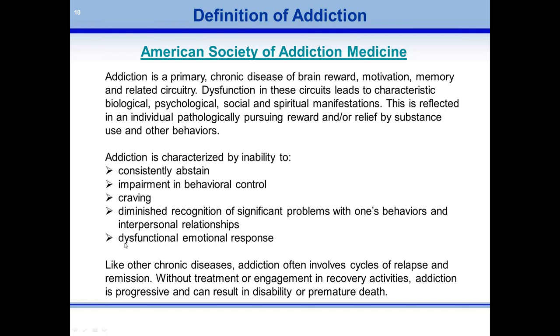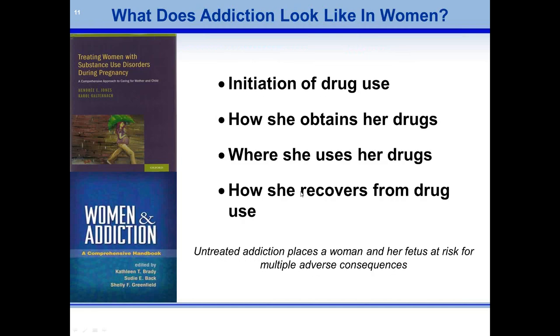Another important part of the addiction definition is the dysfunctional emotional response. I think it's also important to remind ourselves that opioid addiction is a chronic disease that involves cycles of relapse and remission. That doesn't mean that's true for every single patient, but it is very common. Without treatment or engagement in recovery activities, it really can be life-threatening. We have overdose deaths. We have women who have died if they're not in treatment, and we need to get more people into treatment. So what does addiction look like in women compared to men?